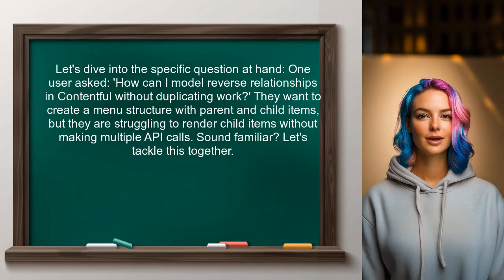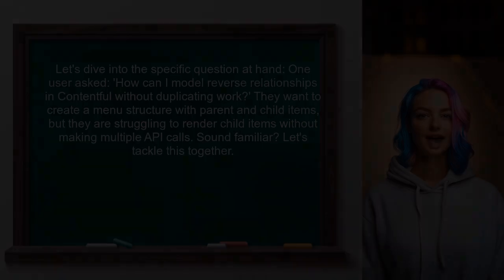Let's dive into the specific question at hand. One user asked, "How can I model reverse relationships in Contentful without duplicating work?" They want to create a menu structure with parent and child items, but they are struggling to render child items without making multiple API calls. Sound familiar? Let's tackle this together.